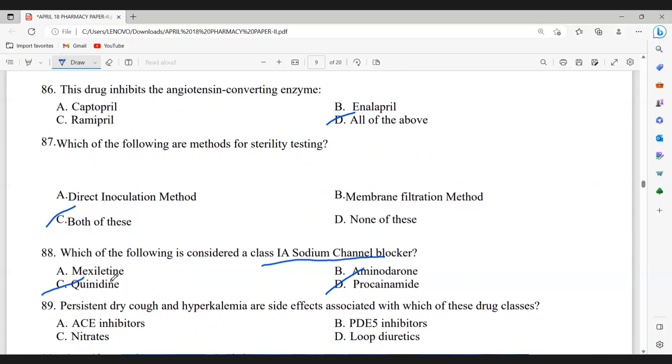But coming on to mexiletine, it is class 1B. Note that. Mexiletine is class 1B antiarrhythmic. Amiodarone is class 3 antiarrhythmic.